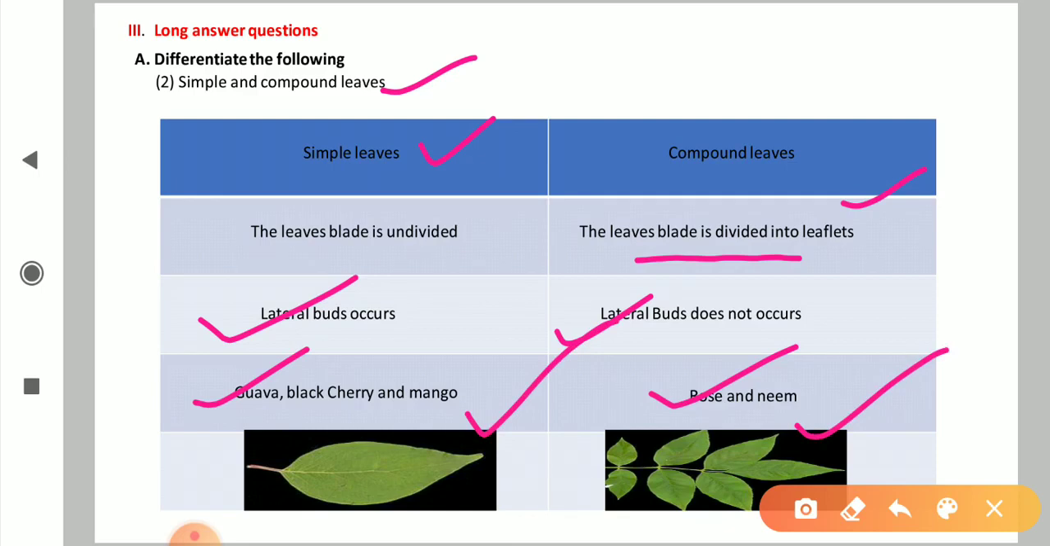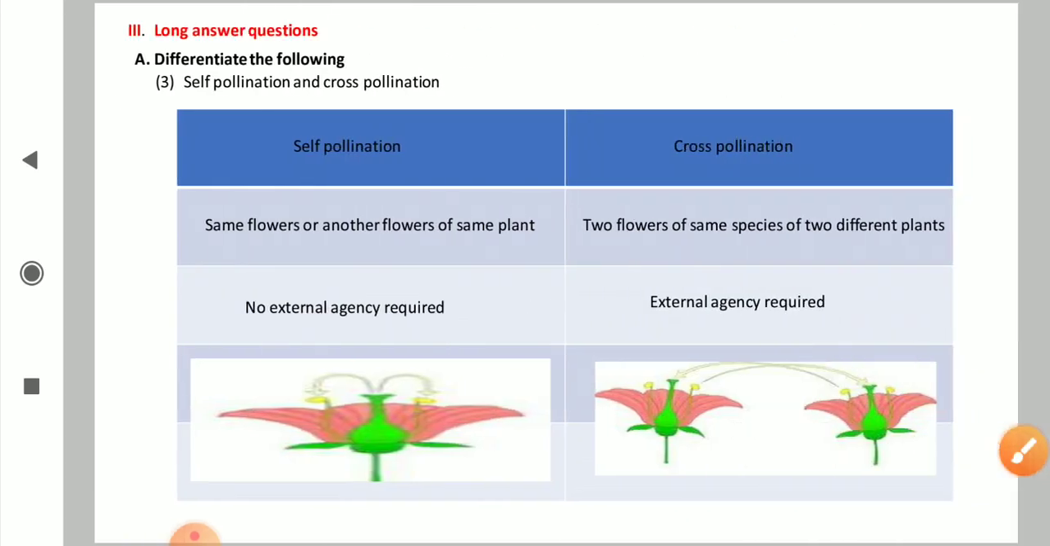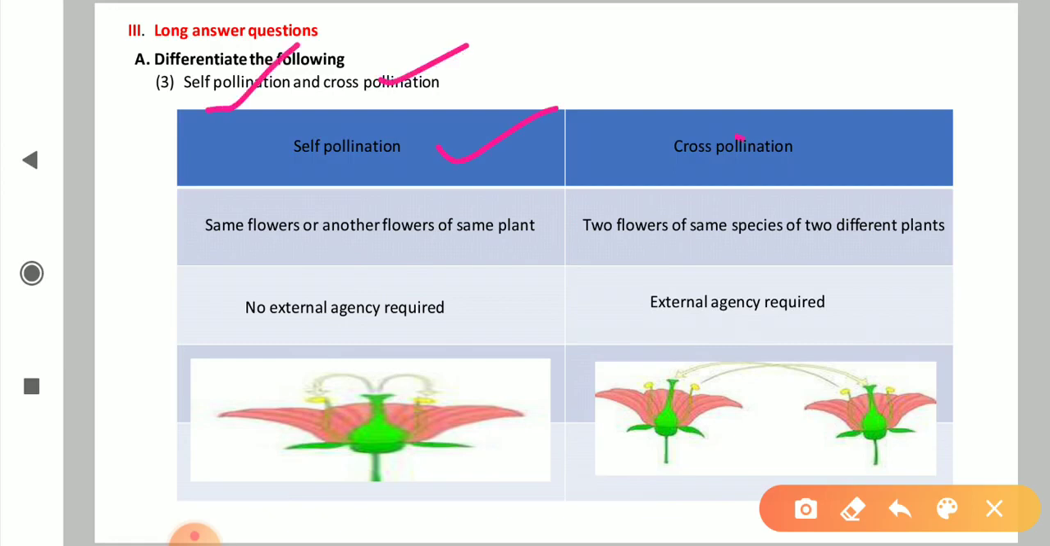Next, move to question number 3, that is, the difference between self-pollination and cross-pollination. The first point of self-pollination is the same flower or another flower of the same plant. That means the transfer of pollen grains from the anther to the stigma either of the same flower or another flower of the same plant is known as self-pollination.